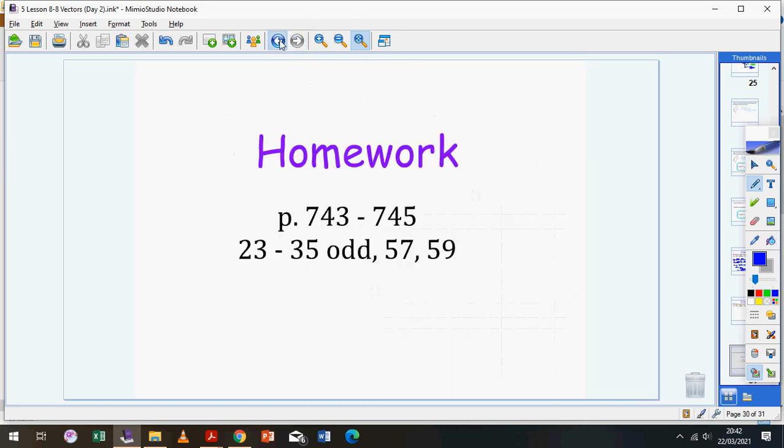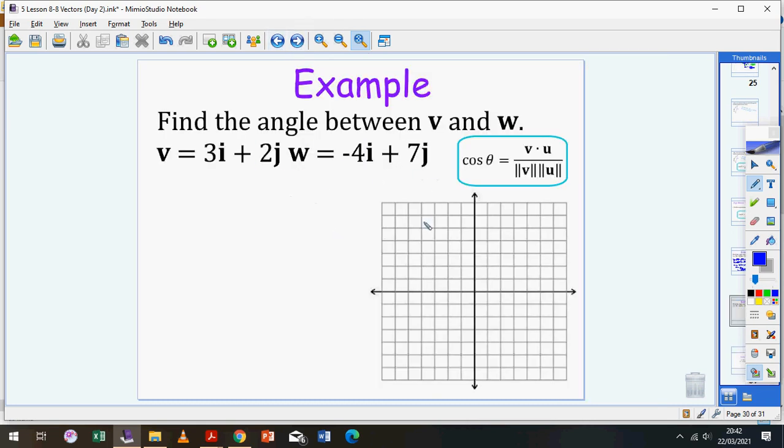Yeah, so you can even sketch the vectors if you want, because this is 3i and 2j, 1, 2, 3 i and 2 j. That vector is going up there like that. And then the other vector is negative 4i and 7j, so 1, 2, 3, 4, and 1, 2, 3, 4, 5, 6, 7 over there. And I hope you can see that this angle is exactly 85.7 degrees. Okay, so this is your homework. Have fun.